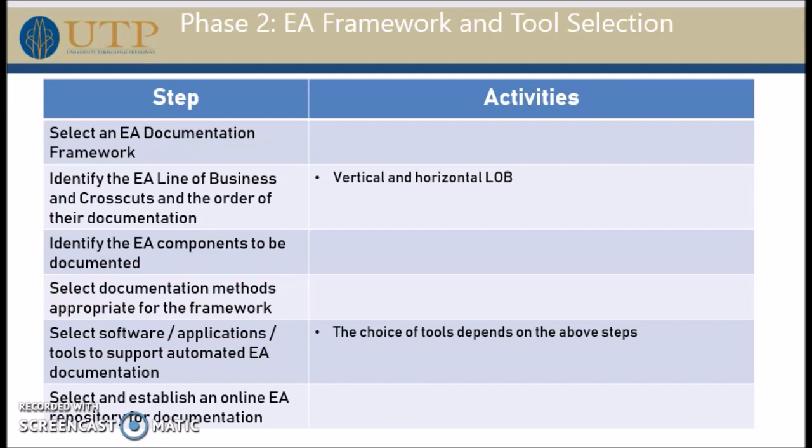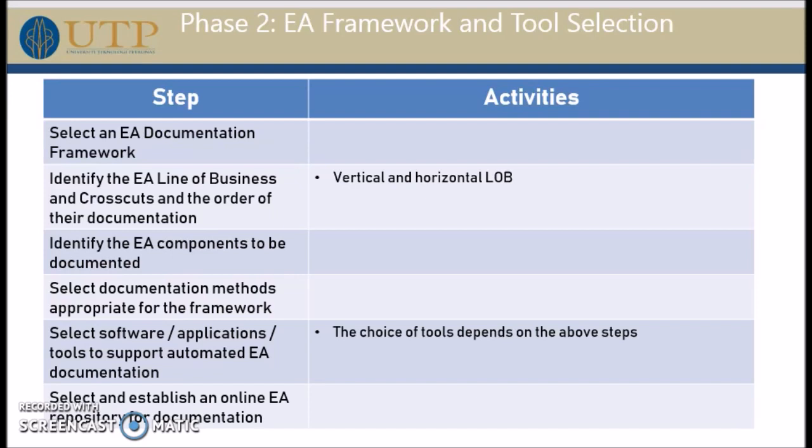In this phase, there are 6 steps. The first step is select an EA documentation framework. The chief architect and with input from the EA team and the stakeholders will be involved in this particular step. What we mean by framework, as I mentioned earlier, is the scope or the boundary of the work that you should do.